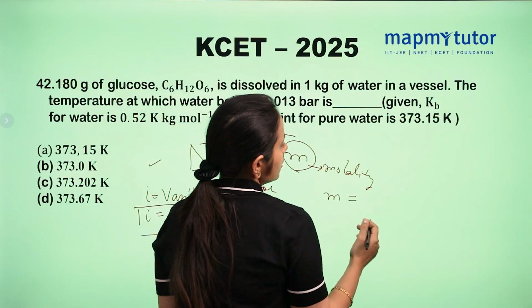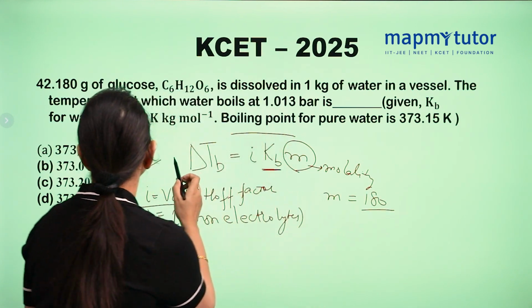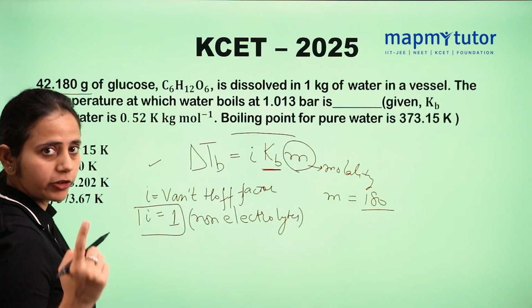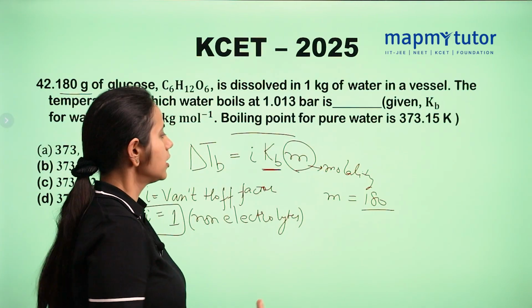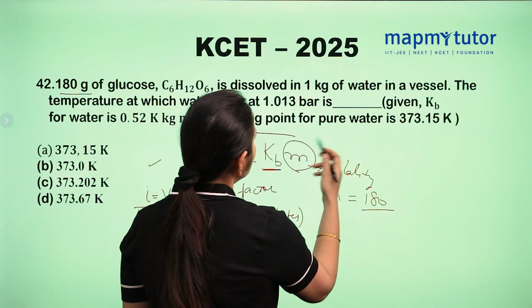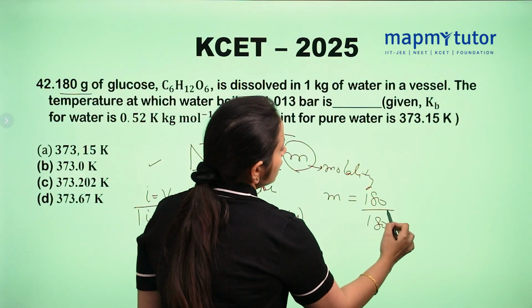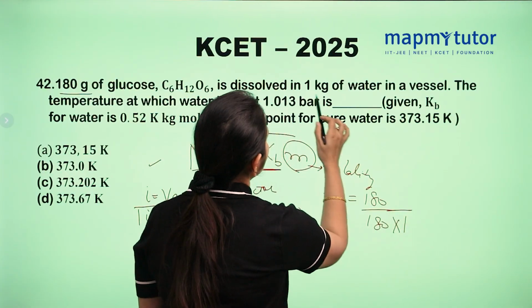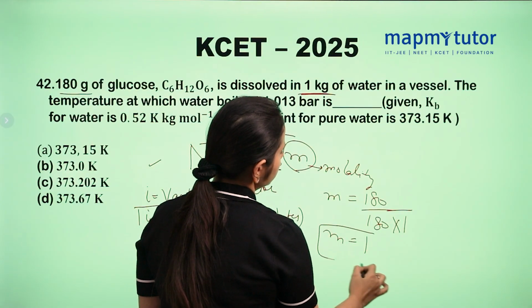For n, it is weight over molecular weight. See, 180 gram of glucose is given, so this is weight. For number of moles, how do we calculate? Weight over molecular weight. So weight is 180 gram. Its molecular weight is also 180 for glucose. Okay. And it is present in 1 kilogram of solvent. So, molality will be 1.